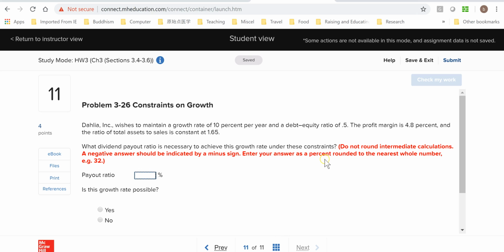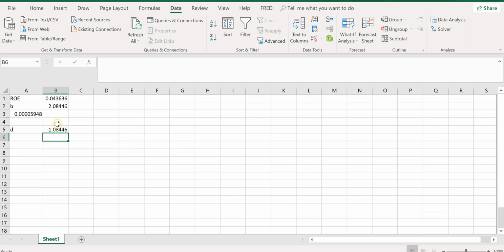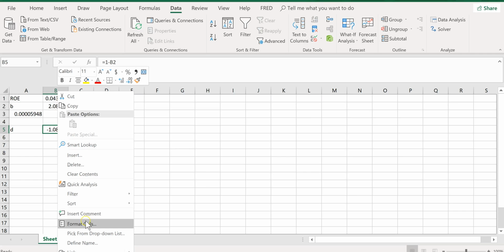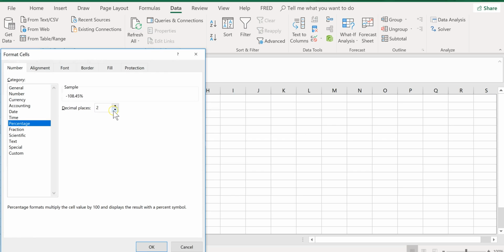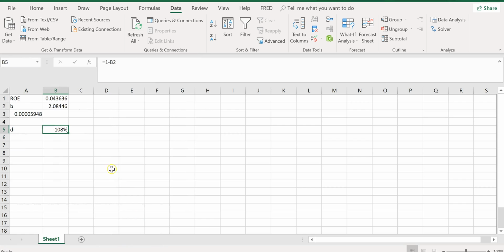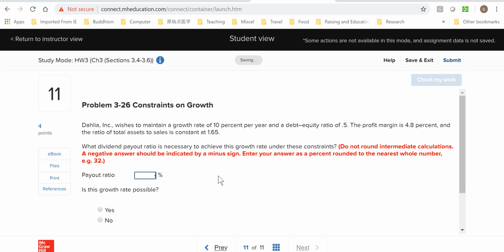Enter your answer as a percent, rounded to the nearest whole number. So I want to change this format into percentage, and keep 0 decimal places as required. So it turns out to be negative 108. So is this possible? This means a negative payout ratio. This is not possible, right? Because the firm can choose not to pay out any net income in the form of dividends. In that case, the dividend payout ratio is 0, but negative is simply not possible. So that also means the growth rate here is not possible.